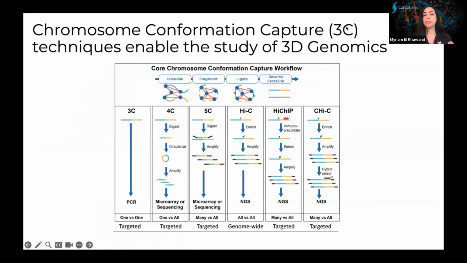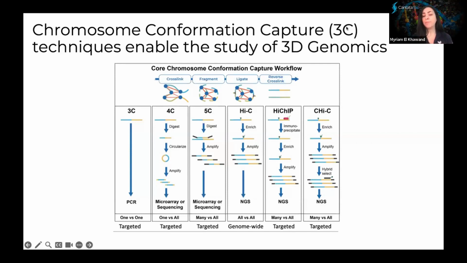3D genomics is studied by several techniques, such as FISH microscopy or chromosome conformation capture, 3C techniques. And for the purpose of today's presentation, I'm going to be focusing specifically on the chromosome conformation capture techniques.